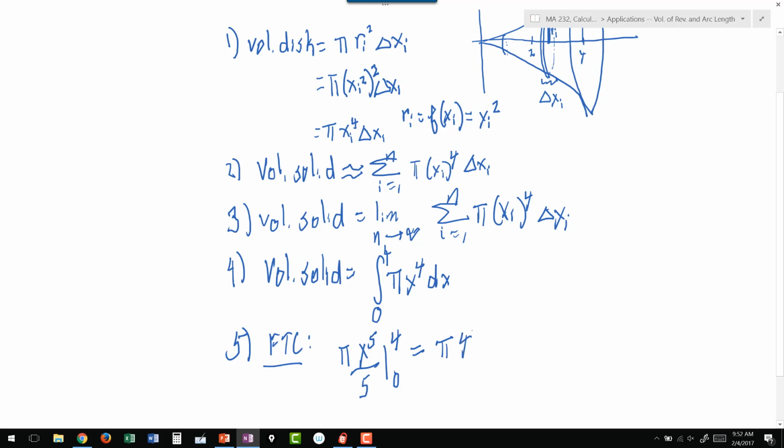So we get pi times 4 to the fifth over 5 minus 0. Which gives a final result of pi times 1024 all over 5. And that should conclude our first example.